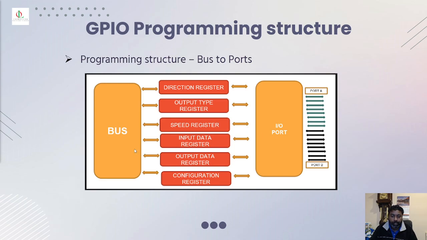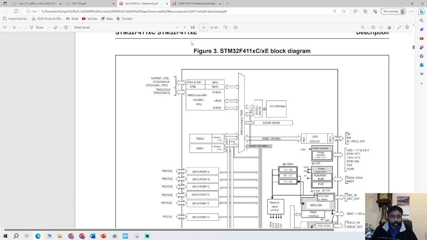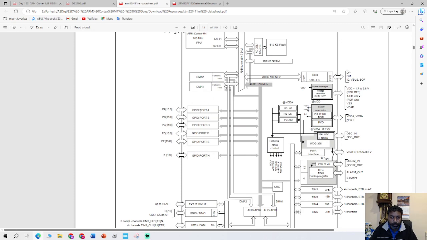As you would remember in the functional block diagram, every GPIO, I'll show you, sorry, I'll go to the data sheet. This is page 15 on STM32F411. If you come to the data sheet, these are all the GPIO ports, port A, B, C, D, E, H, and this is connected via the AHB1 bus, the advanced high performance bus, and via that bus it's connected to the ARM Cortex M4.